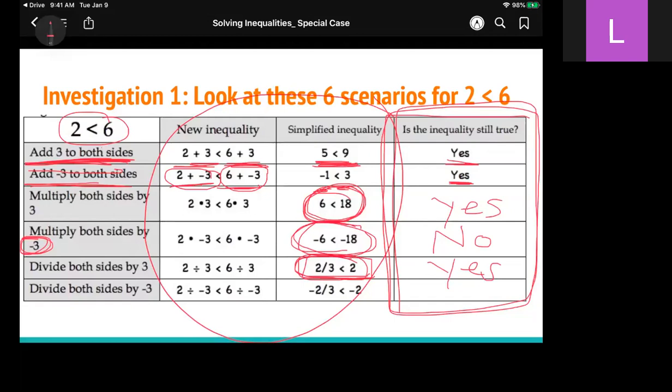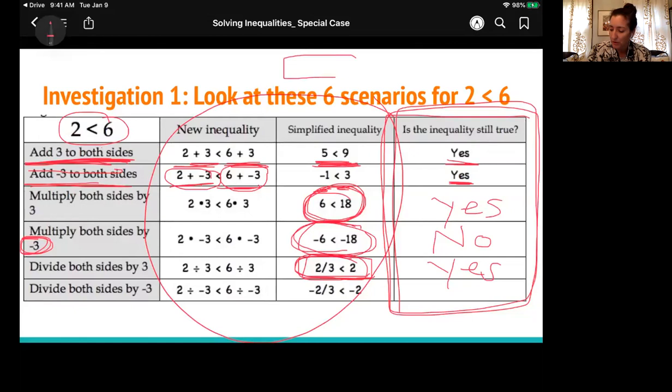Well, 2/3 of a whole, let's say I have 2 wholes. I'll divide it into thirds. 2/3 is not even one whole thing. Okay, so 2/3 is definitely less than 2. 2/3 is part of 1. It's not even a whole.